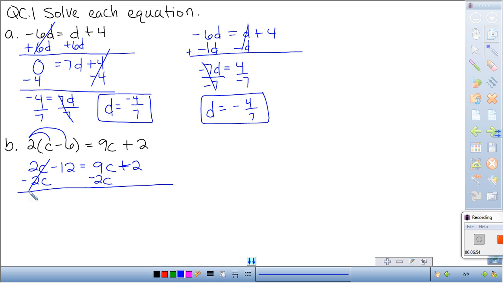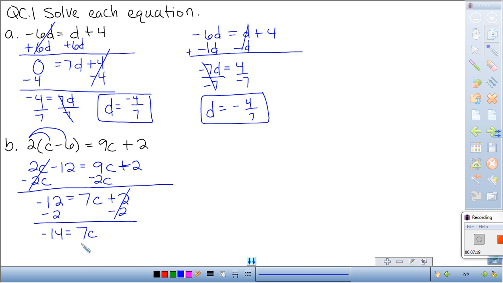2c minus 2c cancels. On the left side, we have a negative 12. Remember to keep the sign of whatever's in front of your term. Equals 9c minus 2c is 7c plus 2. The opposite of adding 2 would be to subtract 2 from both sides. These have the same sign, so add and keep the sign. Negative 14, bring down your equal sign. Bring down the 7c plus 2 minus 2 cancels.